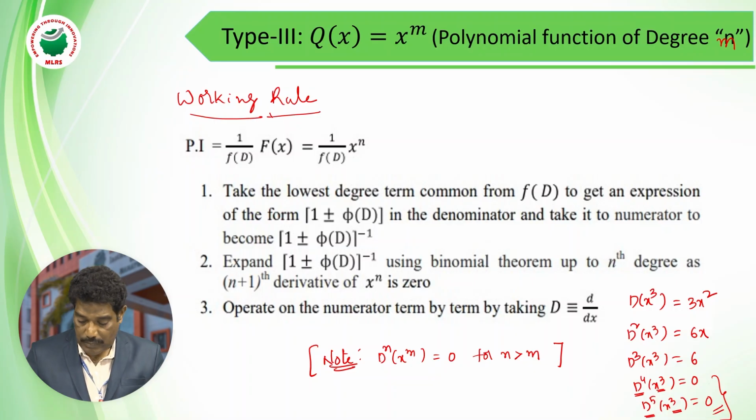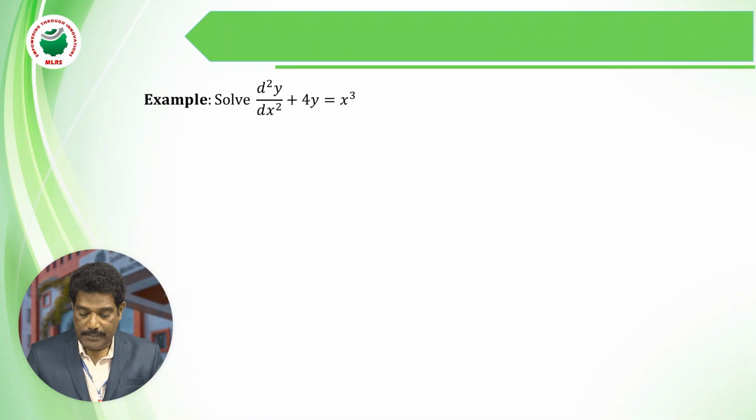Now let's discuss one example based on this. What is the question here? Solve d square y by dx square plus 4y equals x cube. What is the right side function here? x cube, which is a polynomial function of degree 3.